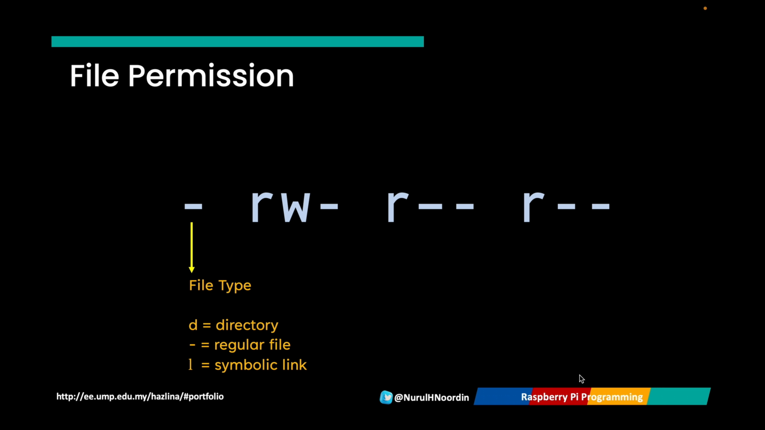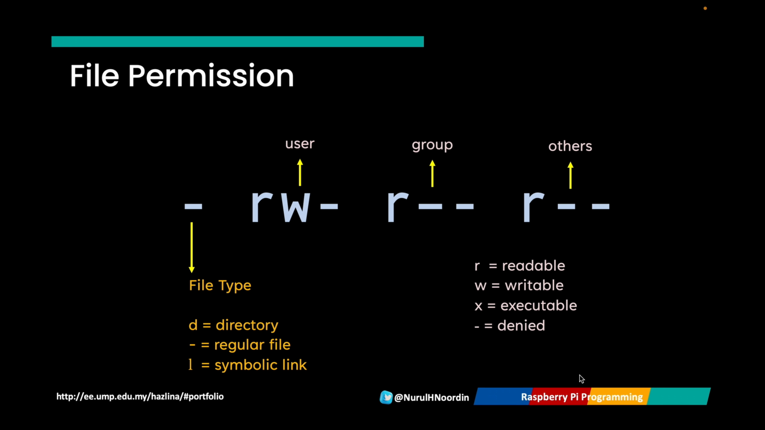The next 9 characters define permissions for 3 categories of users. The owner, which is the user, the person who created or owns the file; the group, other users who belong to the same group as the user; and others, everyone else on the system. Each set of these characters represents permissions. R means readable, W means writable, X means executable, and dash means no permission is granted.